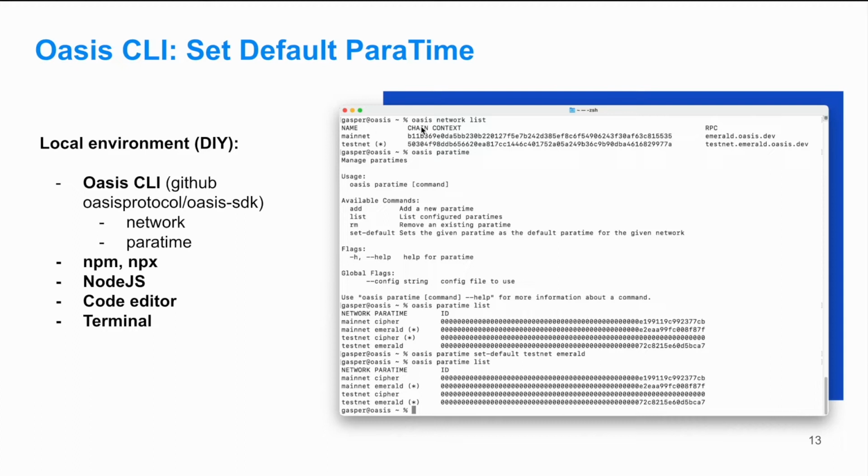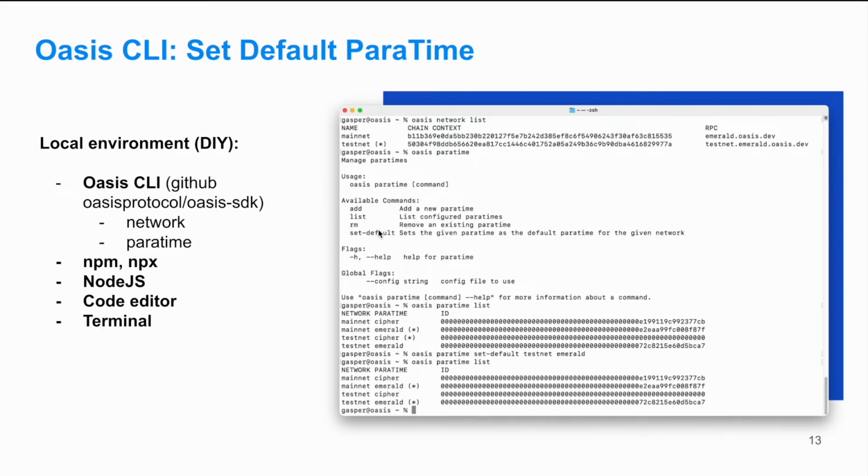With Oasis network list, you can see which one is currently selected, which means if I deploy something, it will be on testnet. Now, if I go to Oasis paratime, you see the commands available. I can even add a new ParaTime if I want, right? I can remove ParaTimes. So you can develop your own ParaTime essentially.